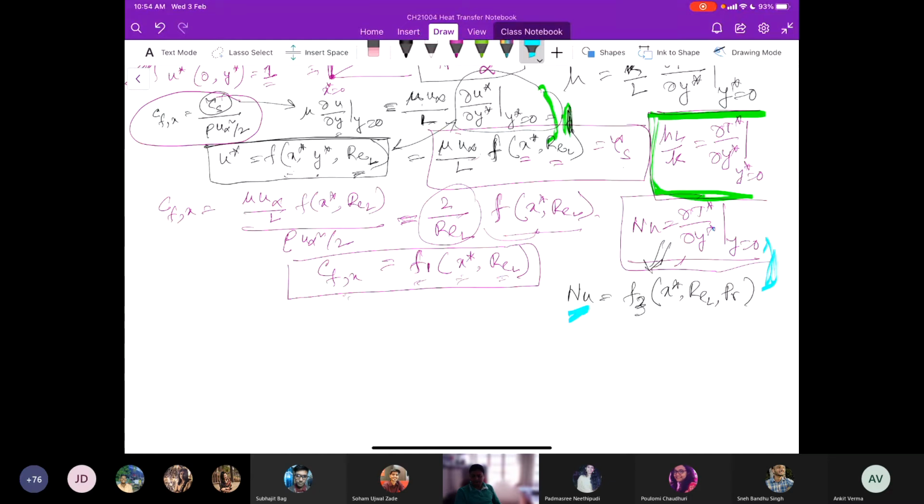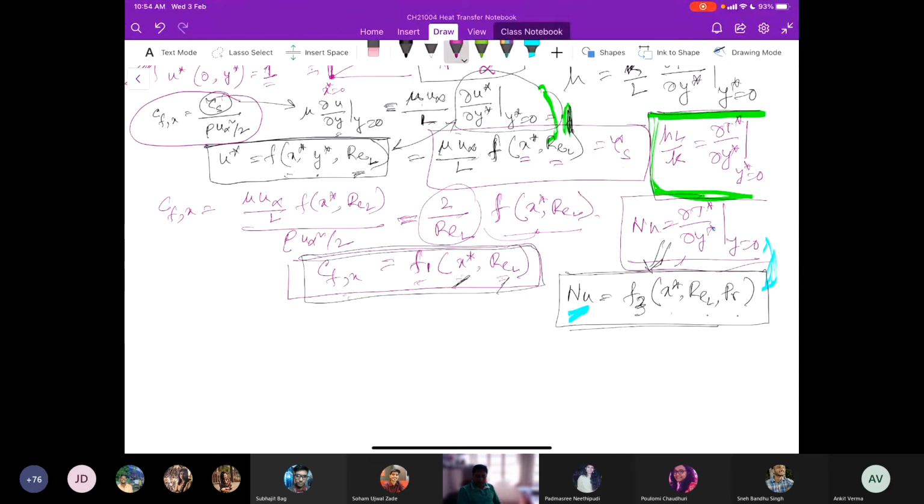Is it clear? Yes, sir. So that means we have here two things. One is the Nusselt number, which is a function of the local position, Reynolds number, Prandtl number, and the other is the friction coefficient, which is a function of the local position and the Reynolds number.